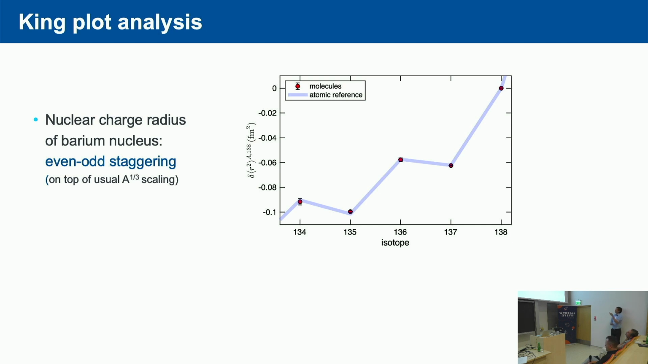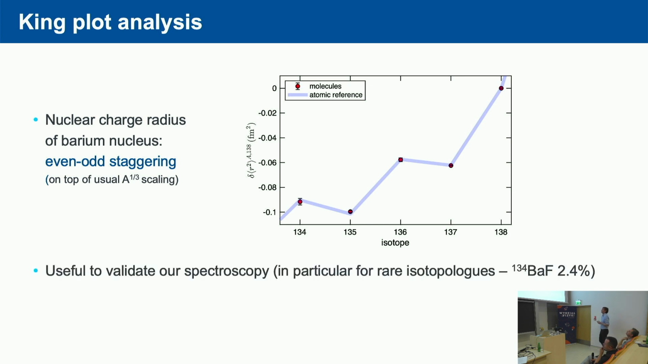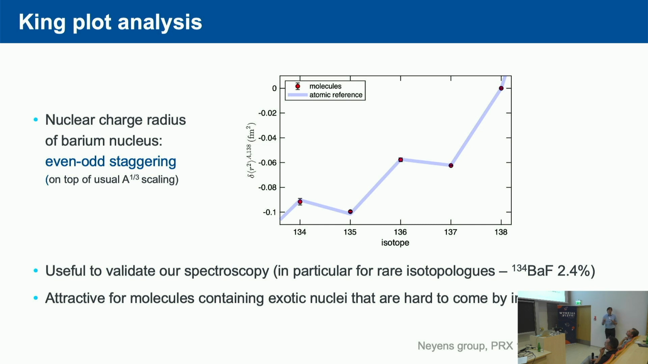And you see, of course, it increases with isotope number, but on top of this, there's this odd effect that there's this even-odd staggering in the size between even and odd isotopes, in this case, sorry, of the atoms. So, first of all, this is very useful to validate spectroscopy, in particular for these very low abundant isotopes here. But it's, and that's the general idea behind this, attractive for atoms that you cannot get in an atomic form very easily.